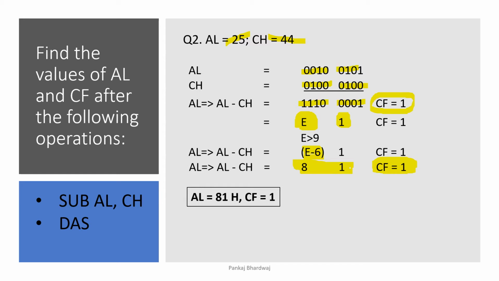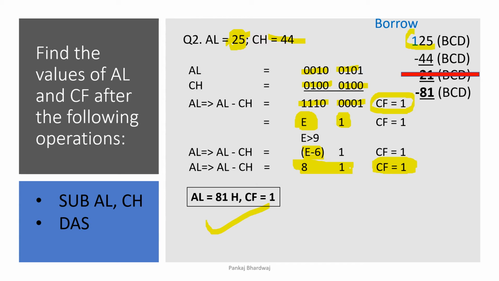Now the answer will be 81 and CF equals 1, but the question is, do we really get 25 minus 44 as 81? How? What should we get? If we subtract 44 from 25, then we should get minus 21, but this is the wrong answer. What is the correct answer? The correct answer is that this 44 cannot be subtracted from 25. So we need to take a borrow. This one is a borrow, and now we subtract 44 from this 125.